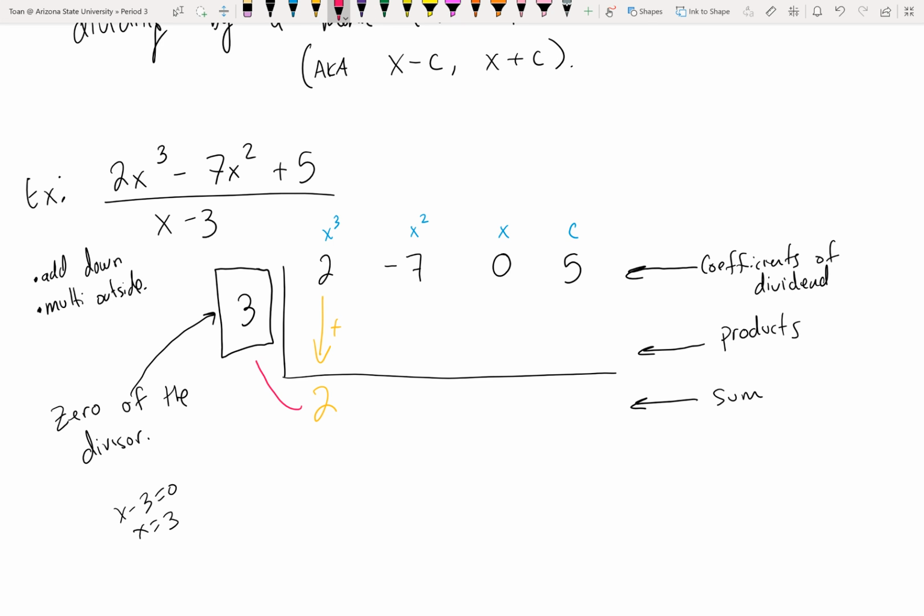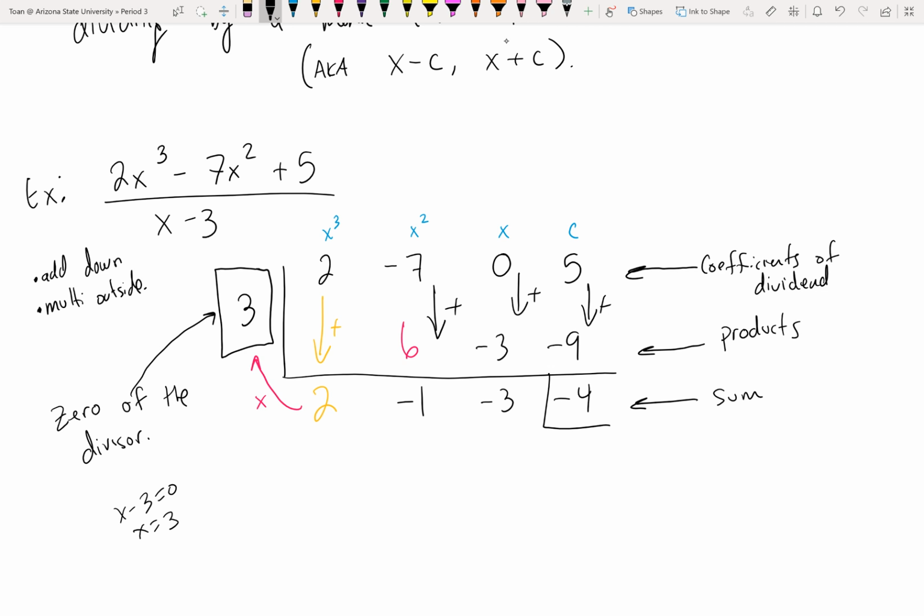And then we're going to multiply. 2 times 3 is 6. And you put the 6 in the bottom middle row. That's it. That is one cycle of synthetic division. So you just rinse and repeat until you're done. Add down, negative 1. Multiply by the outside number, negative 3. Add down, negative 3. Multiply by the outside number, negative 9. Add down, negative 4. You don't have to do this, but I always like to box that last number. That's just something I do.